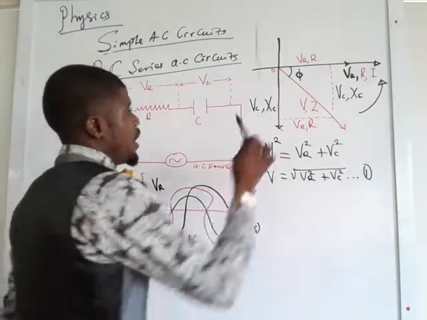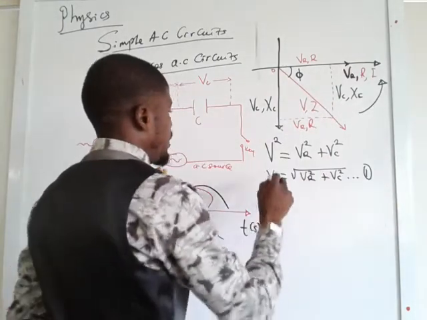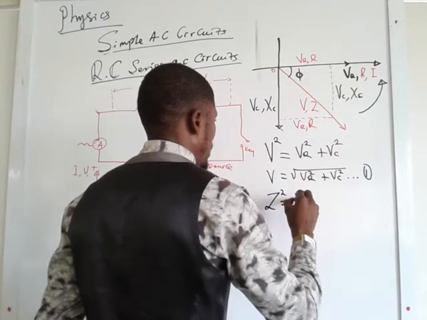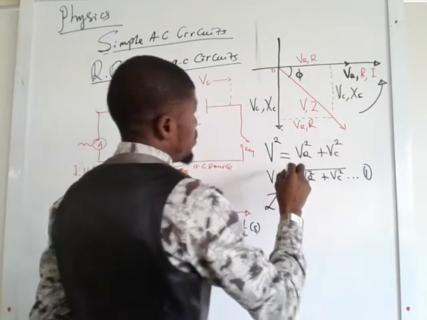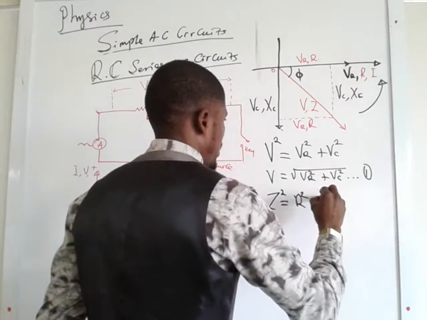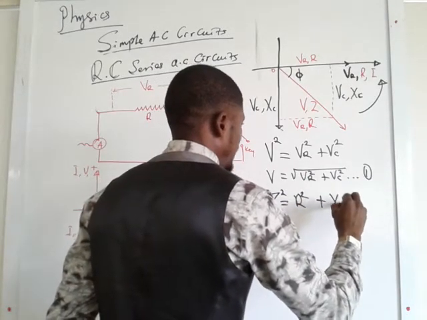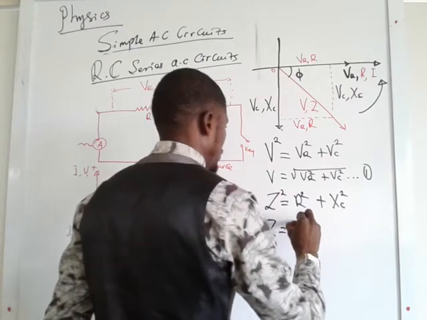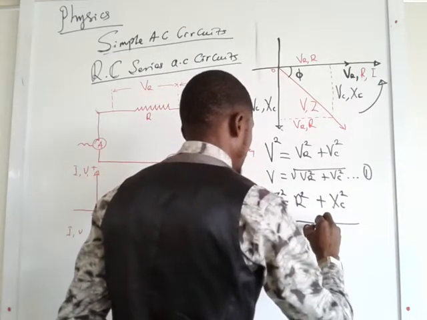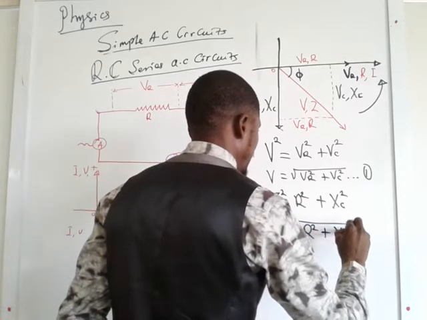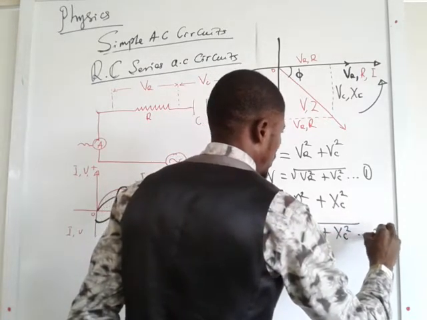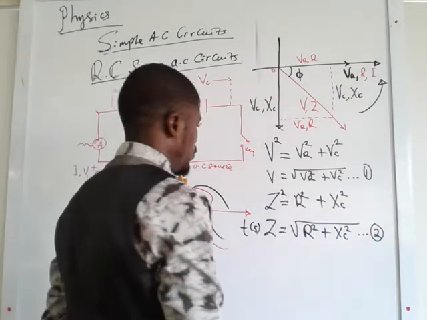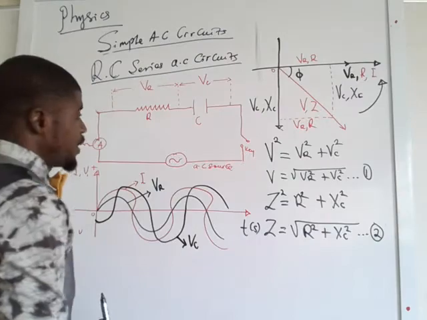And then the effective resistance in the circuit, known as the impedance, is given as Z squared equals R squared plus X_C squared. Then your Z equals the root of R squared plus X_C squared. Let's call this equation number 2.